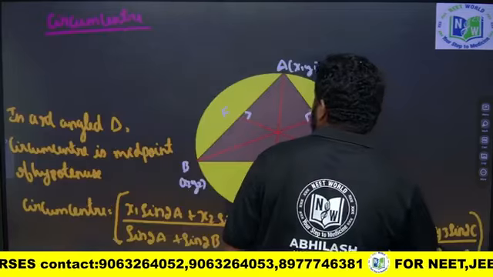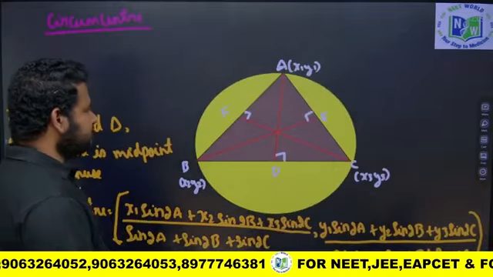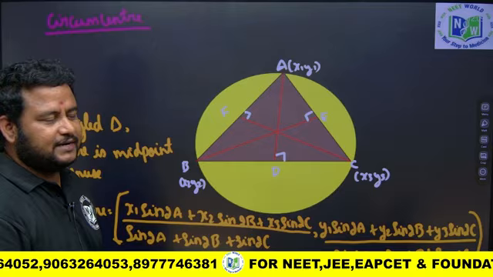Next, circumcenter, very important. Circumcenter is the point of intersection of perpendicular bisectors.